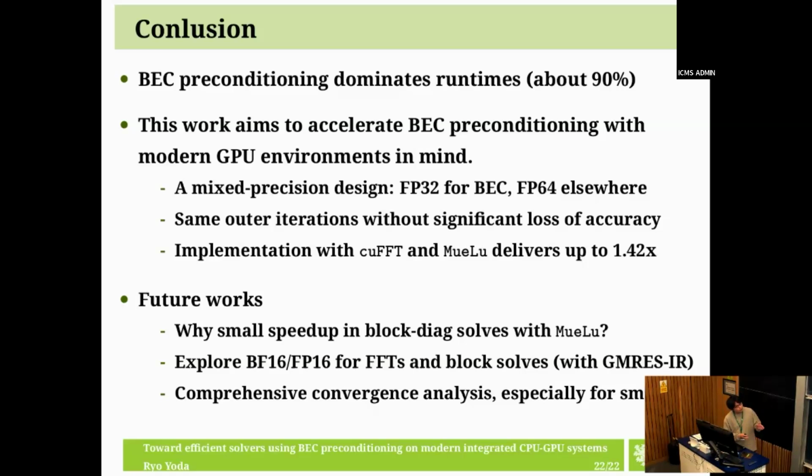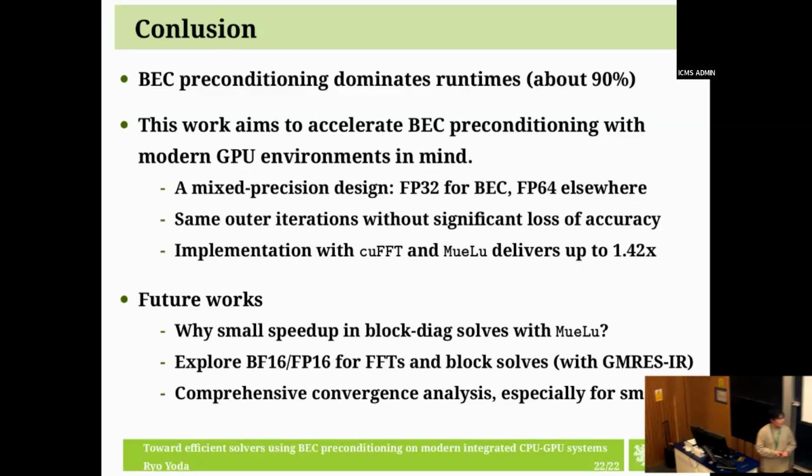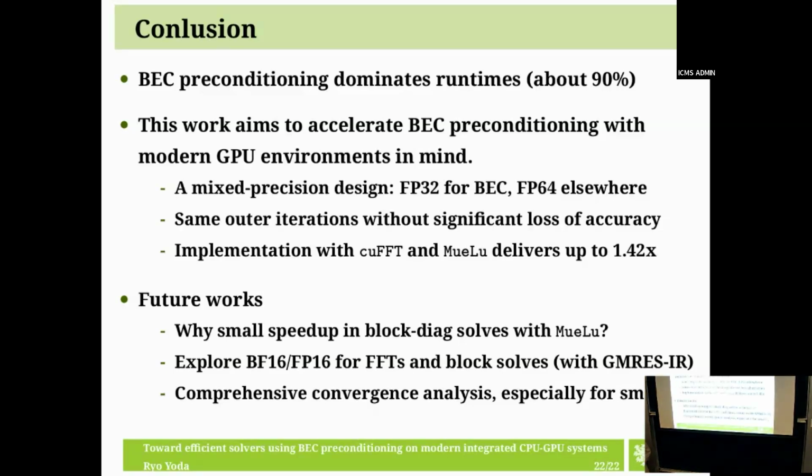The last point is that this work empirically shows some effectiveness using the same operations, but we have no comprehensive convergence analysis, especially for small epsilons, which is also quite interesting for me. This is the future work. Thank you very much.